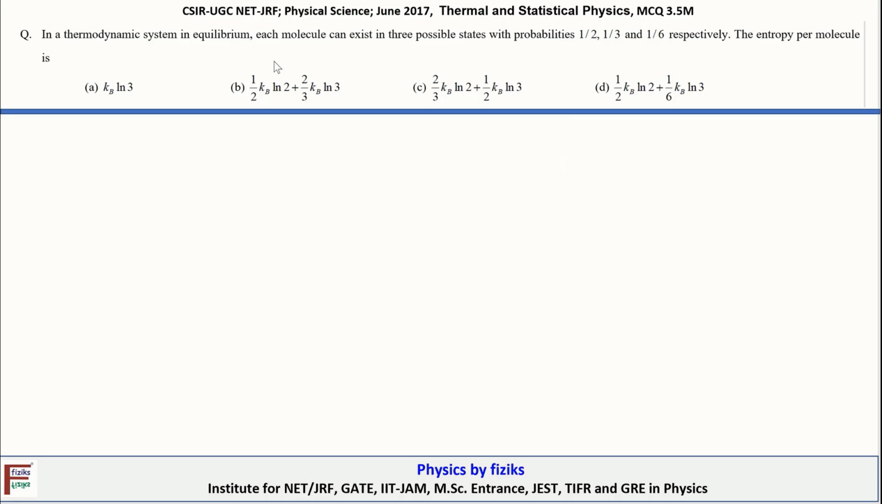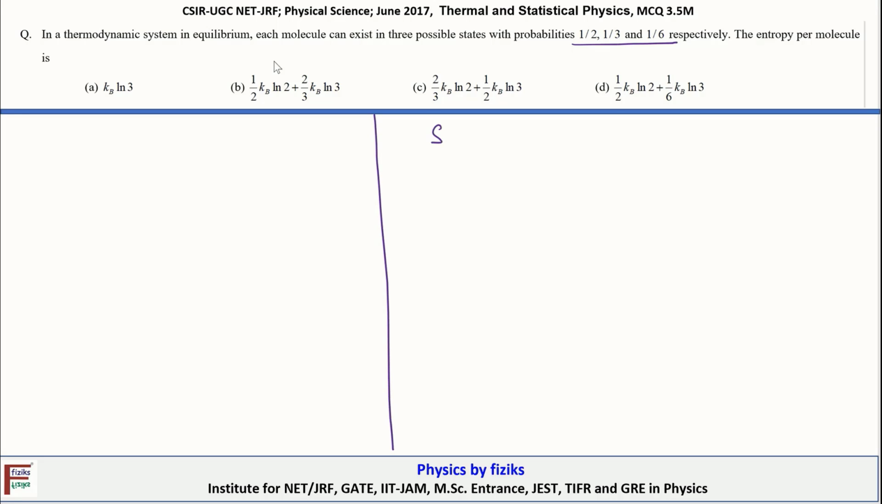Now let's take a look at the next problem. In a thermodynamic system in equilibrium, each molecule can exist in three possible states with probability 1 by 2, 1 by 3 and 1 by 6 respectively. The entropy per molecule is given by. So here you need to remember one important relationship that you might have learned in statistical mechanics. It's a relationship that connects the entropy with the probability. I'm going to write that equation for you.